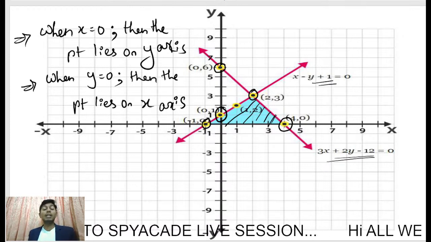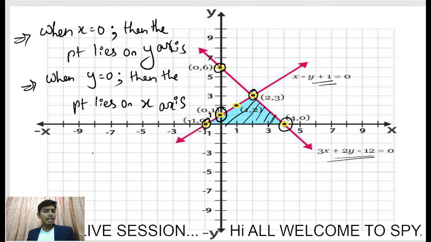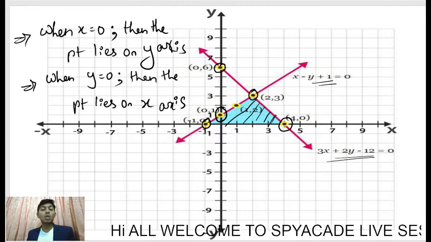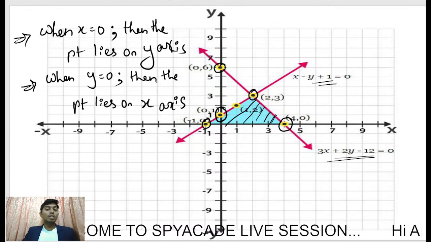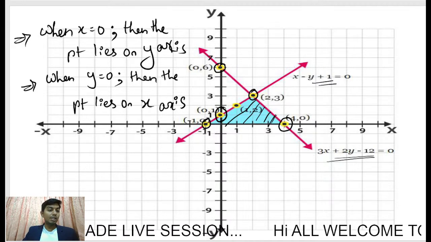In some questions they will ask you to find the area of this triangle also. In such case then we can find the area of that triangle. If they have not asked, then it is not required. Hope it is clear for everyone. So this is our part 1 of linear equations in 2 variables.